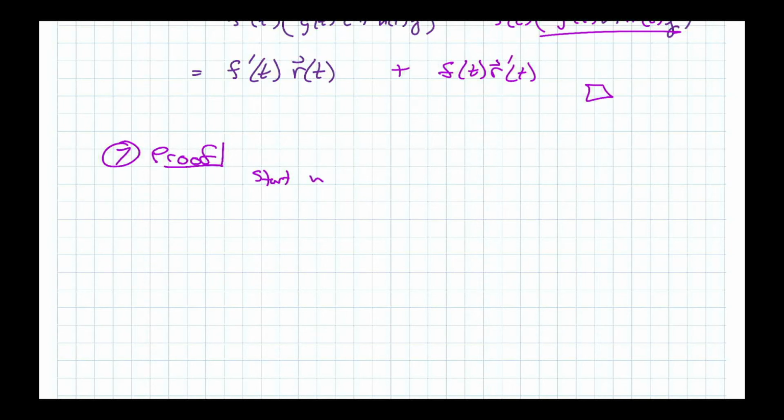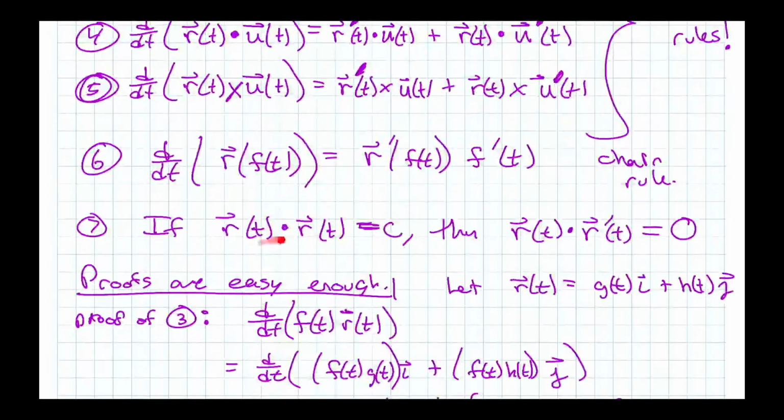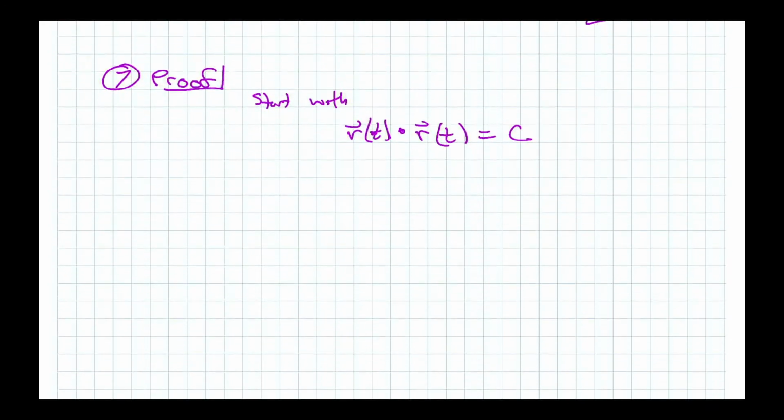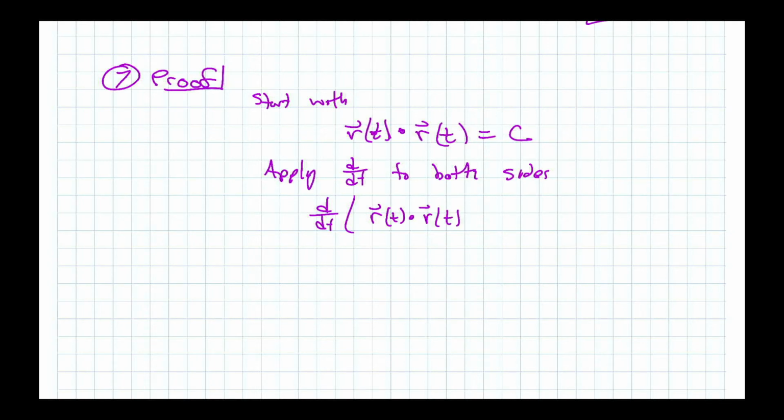start with the left-hand side. r of t dot r of t equals a constant. So they're saying if this is true, then this is true. So we're trying to get here, but we don't know how yet. So what we got here is just this. Now, if we take the derivative of both sides, so apply d dt to both sides, so you have d dt of r dot r equals d dt of the constant.